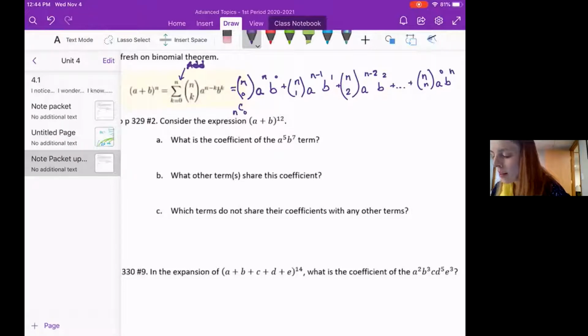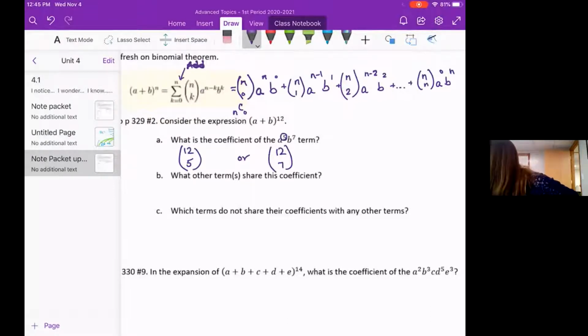And we have, in this case, 12 choose. You can use either 5, or you can do 12 choose 7. They should give you the same answer. So in this situation, 12 choose 7, or 12 choose 5, is 792.